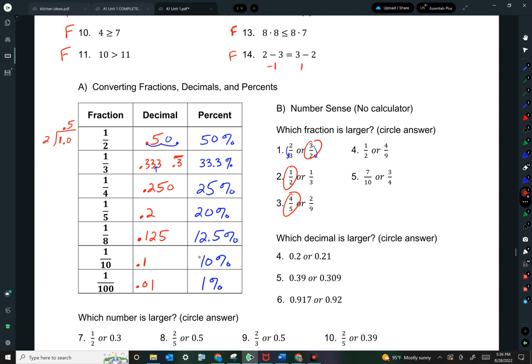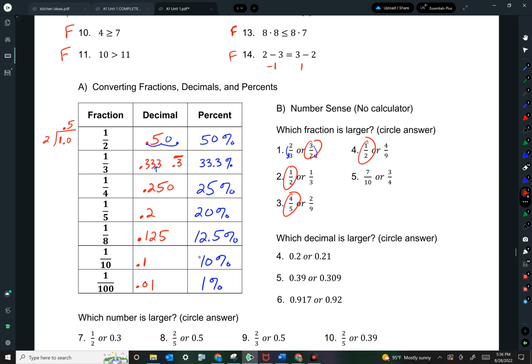Okay, let's go up here to the top, number 4. Now this is a lot closer. I mean, 4/9, that's pretty close to a half. Why? Because 4 is close to being half of 9, but it's a little less than half, isn't it? So which is larger, 1/2 or 4/9? Well, 1/2, because 4 is less than half of 9.